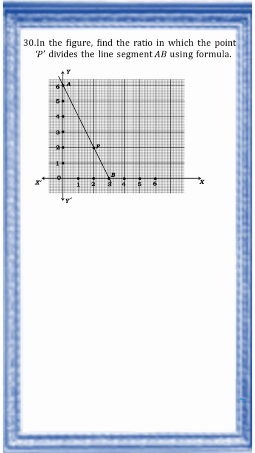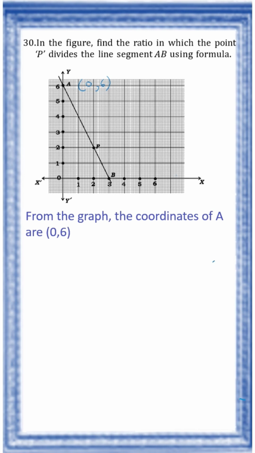In the figure, find the ratio in which the point P divides the line segment AB using the formula. Here, coordinates of the point A, it is on y-axis. So x coordinate is 0, y is 6 here. So coordinates of A is 0, 6. And coordinates of B, it is on x-axis. So here x is 3, y is 0. So coordinates of B are 3, 0.